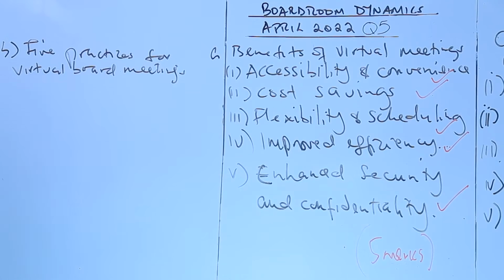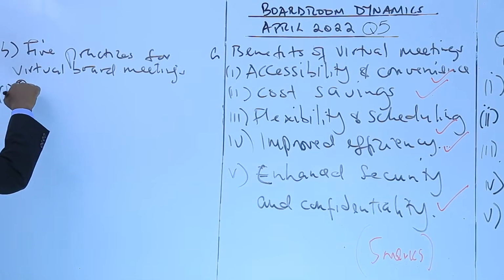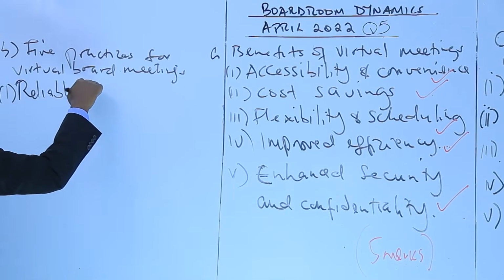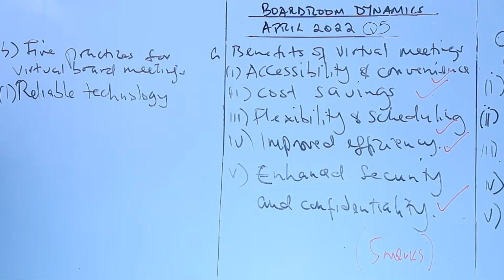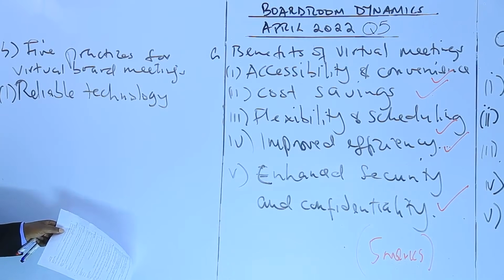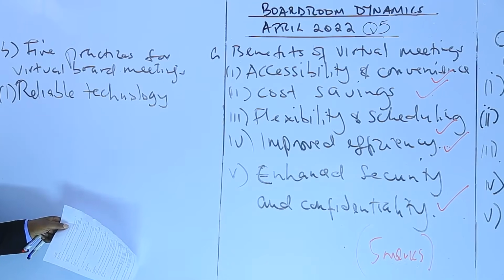What are the best practices for virtual board meetings? The first best practice is reliable technology. It's important for the board to invest in a secure and reliable virtual meeting platform with features such as screen sharing, voting tools, participant controls, in order to ensure smooth and efficient meetings.